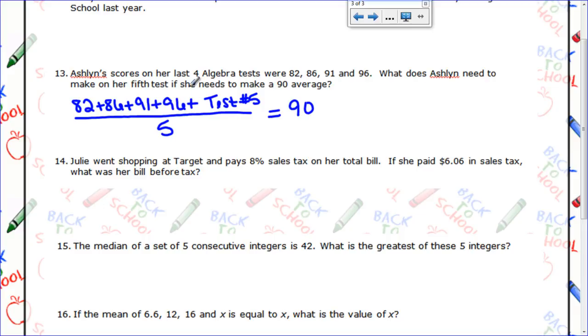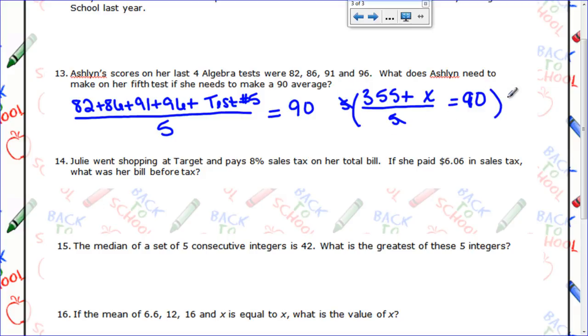So I had 82 plus 86 plus 91 plus 96. That gives me 355 plus test number 5, which I'm calling X, divided by 5 equals 90. Well, this looks like those equations I solved at the very beginning. I've got a whole bunch of stuff divided by 5. Let's get rid of that 5 because I don't like having a denominator.